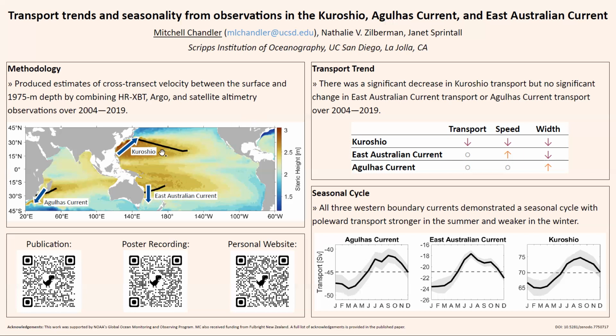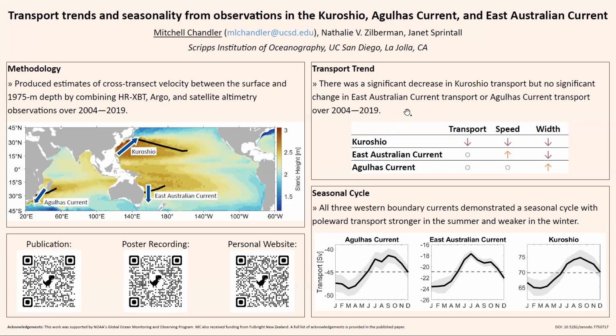This method is applied to HRXBT transects crossing the subtropical western boundary currents of the Indian and Pacific Oceans. So that's the Agulhas Current, the East Australian Current, and the Kuroshio. These velocity time series are longer than is typically feasible from subsurface observations in these western boundary currents. And additionally, the use of globally available observations means that the method could also be applied in other boundary current regions. More information on the methodology can be found in our paper linked to here.